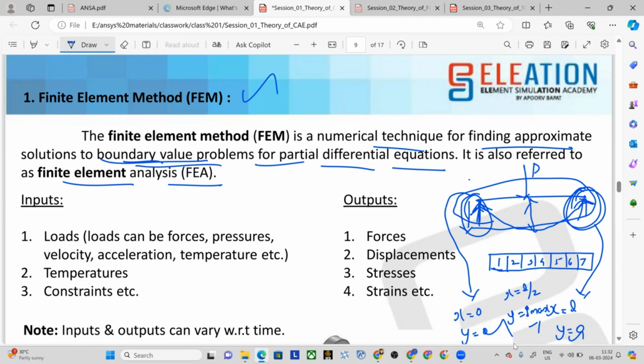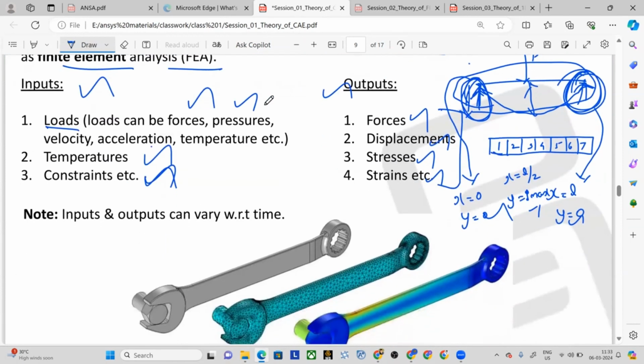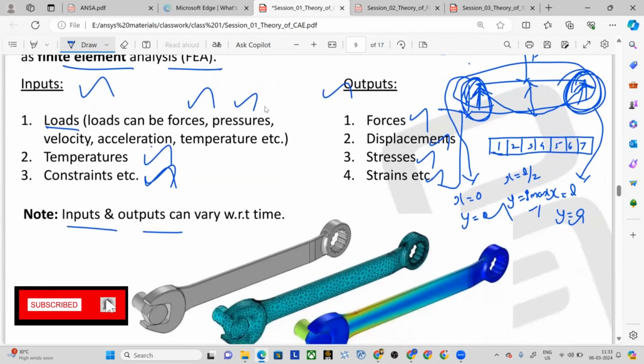Now, basically, what are the input and output parameters generally? I'm not saying that those specified in the slide are the only inputs and outputs in the finite element method. This has been given as an example for you. You can give inputs in the form of loads. Loads could be forces, pressures, velocity, acceleration, temperature, torque, moment, anything. Also you will give constraints, like this moment has been arrested here. In certain applications, you might also give temperature as input. And there are a few outputs also available. The outputs could be forces, displacement, stresses, and strains. And note that you can even do some analysis where the inputs and outputs vary with respect to time.